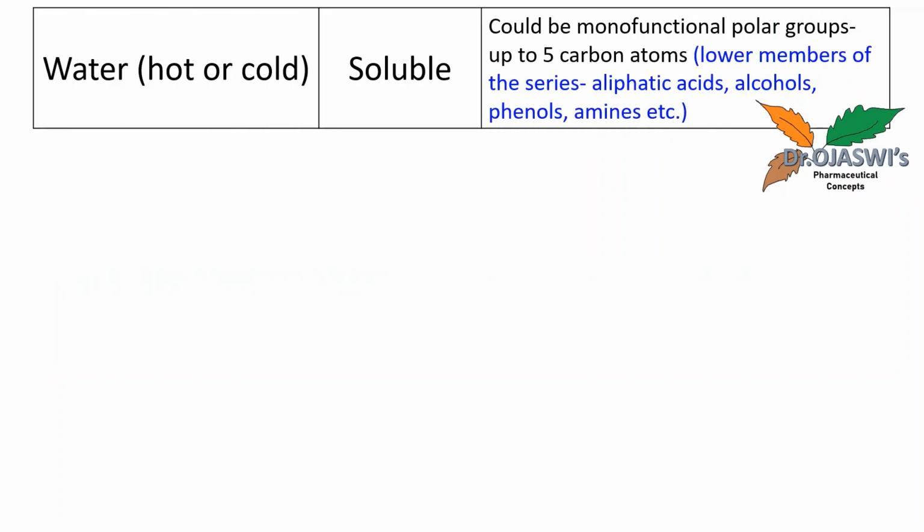If the sample is soluble in either hot or cold water, then it could be a monofunctional polar group, that is up to 5 carbon atoms. Usually lower members of the series, aliphatic acids, alcohols, phenols, amines, they are soluble in water. Very complex structures are not soluble in water.